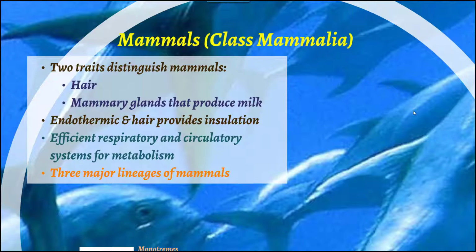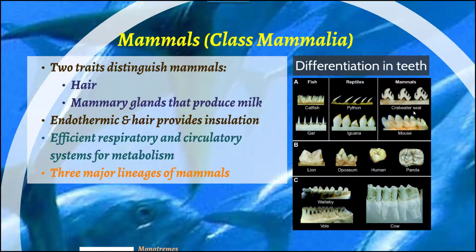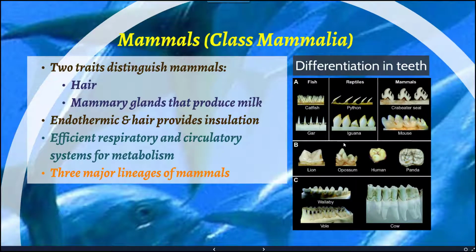They have an efficient respiratory and circulatory system for metabolism, and there are three main lineages of mammals. These lineages are largely differentiated by their teeth. As you can see in these organisms here, fish and reptiles have similar looking teeth, while mammals have an interesting structure that is quite diverse.